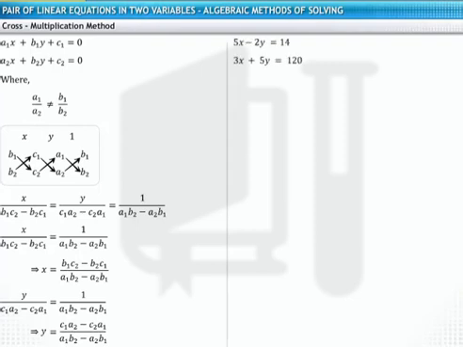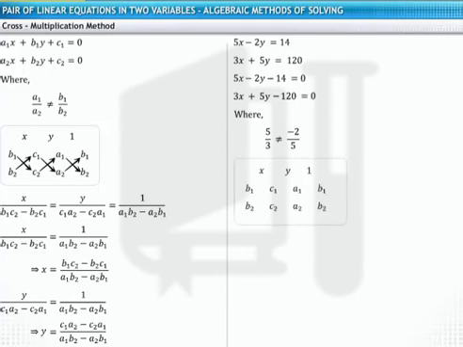Now, let us try this method on equations we have earlier solved using the elimination method. Let's rewrite the equations in standard form. Now, let's compare the ratio of the coefficients of x and y. It is not equal, which implies that the equations have a unique solution. Now, let us apply the cross multiplication method and solve the equations.